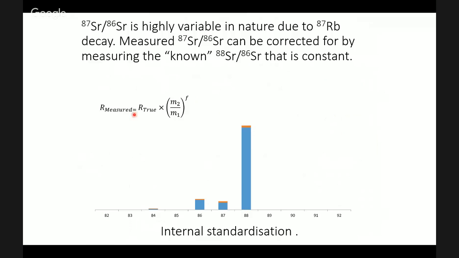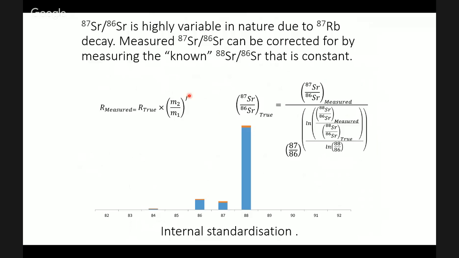So the measured ratio is the true ratio times the ratio of the masses, so the 88 over 86, to the power of some fractionation factor. Okay, and we can use things like that to work out the true isotope ratio. Okay, the details of that are not important. The concept is that if we know an isotope ratio, we can measure it, and the difference between the known ratio and the measured ratio tells us the isotope fractionation, which we can correct for.